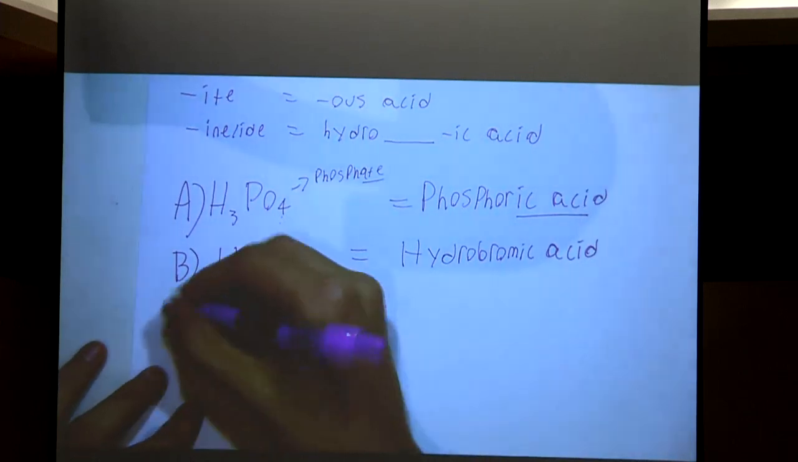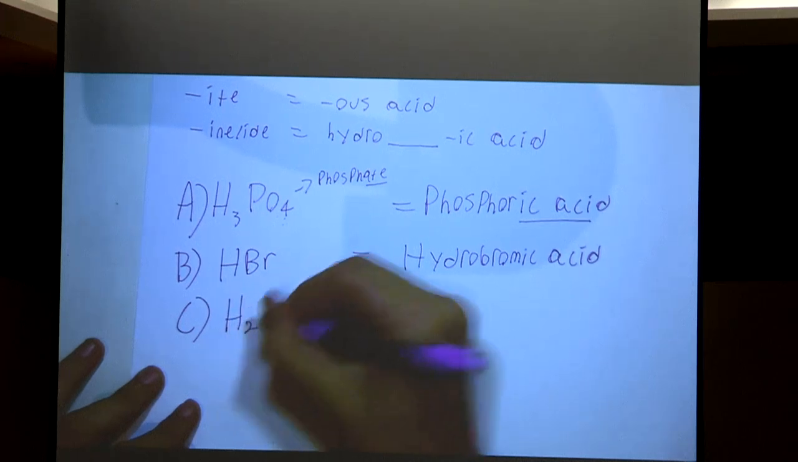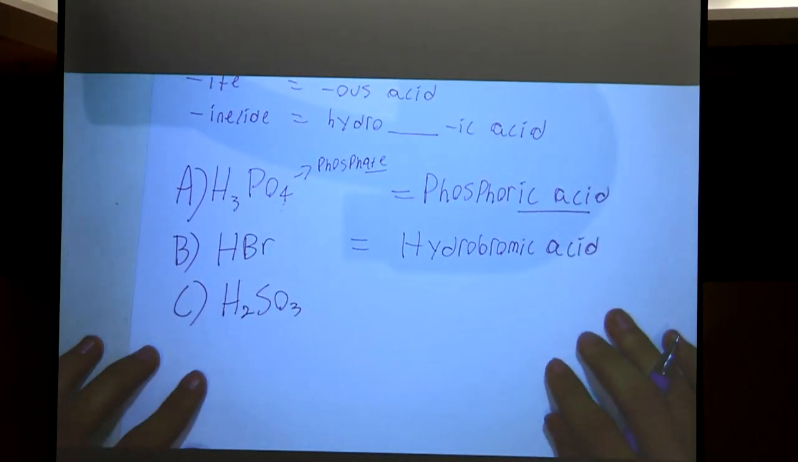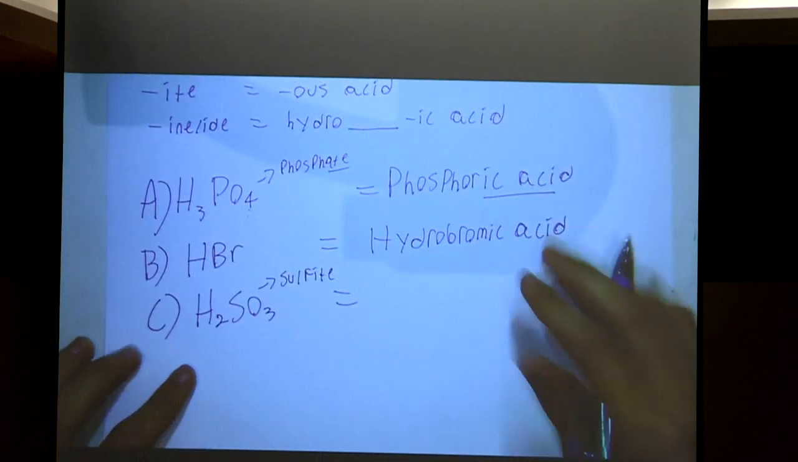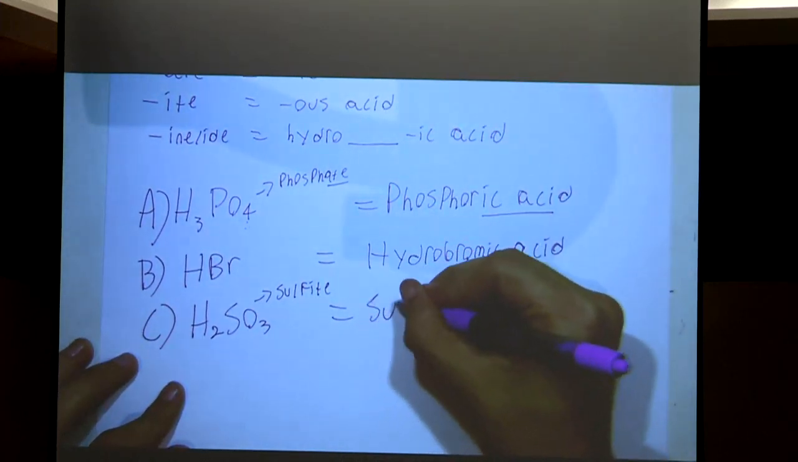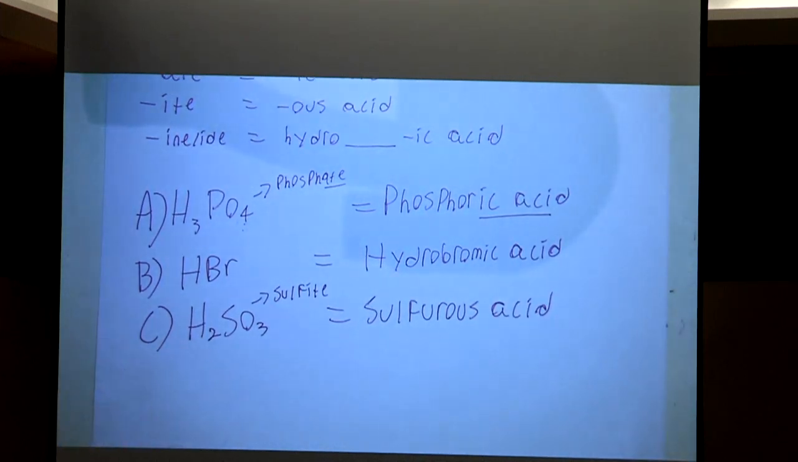And then finally, H2SO3. What is SO3? It's sulfite. So that means you've got the ous acid suffix, so it becomes sulfurous acid. Okay.